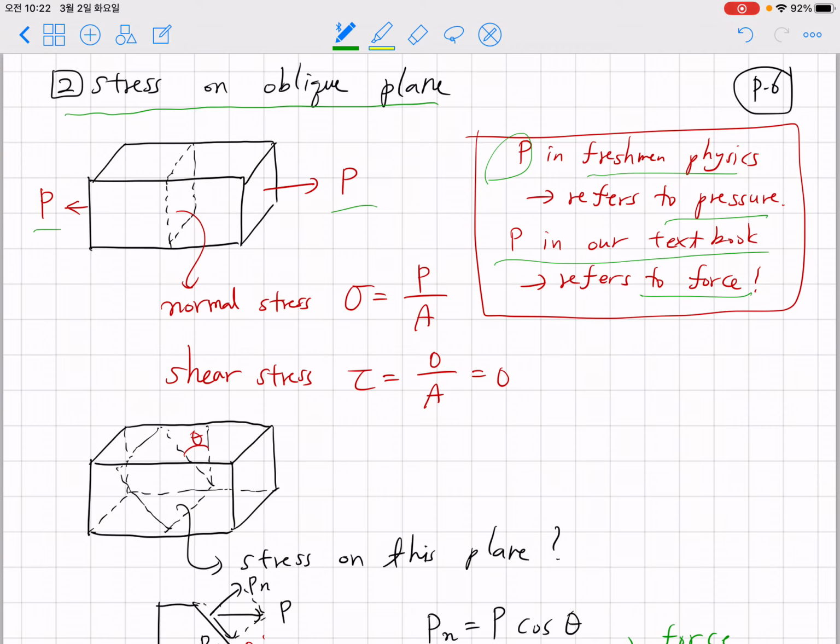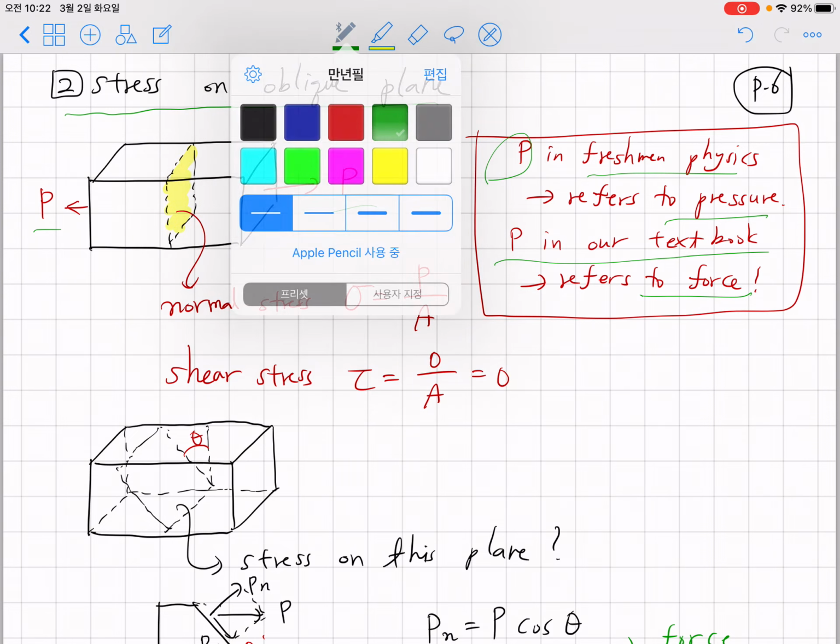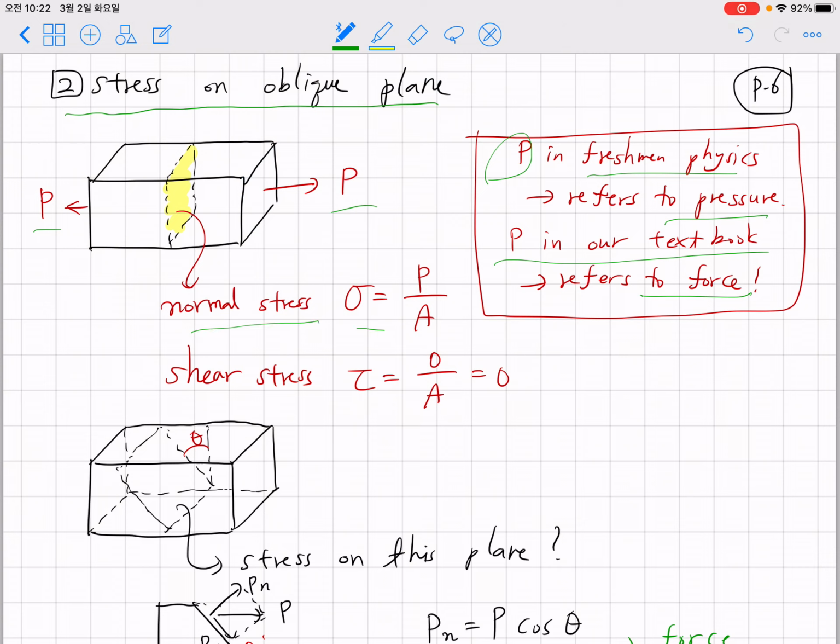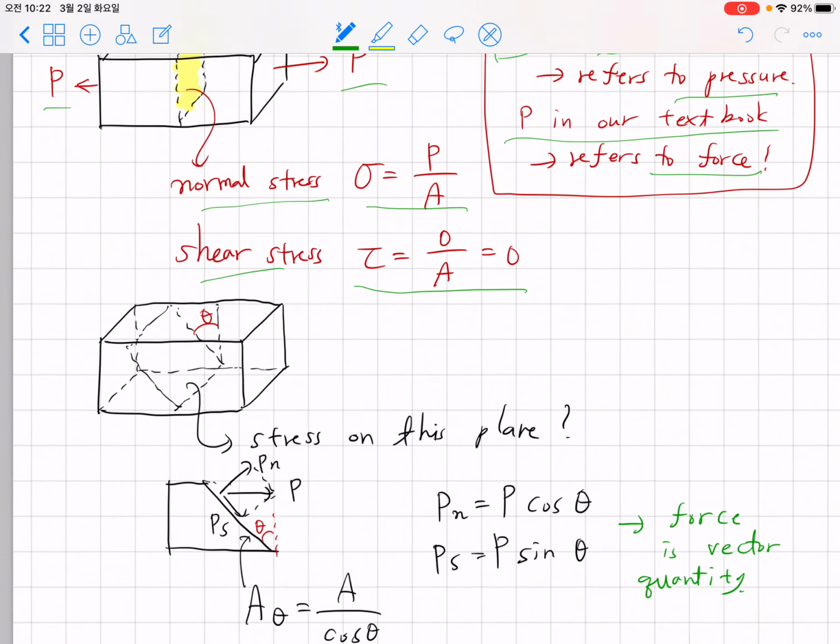Okay, but anyway, let's move on to our original topic, the discussion on stress on an oblique plane. When you consider a structure under tension, and if you focus on this plane that is orthogonal to the force, you can define normal stress and shear stress quite easily. Like this: shear stress will be 0, normal stress will be P over A.